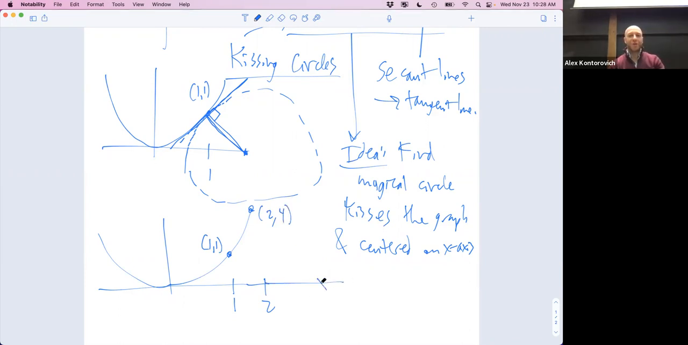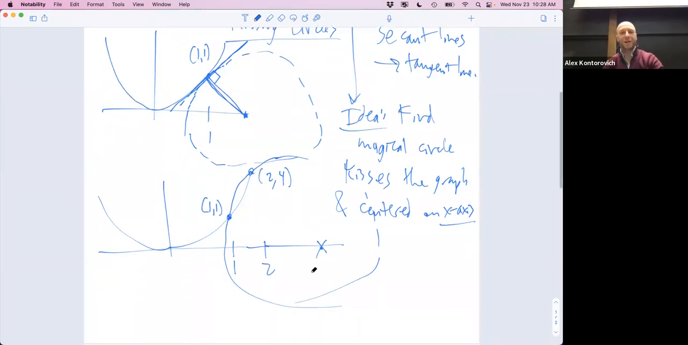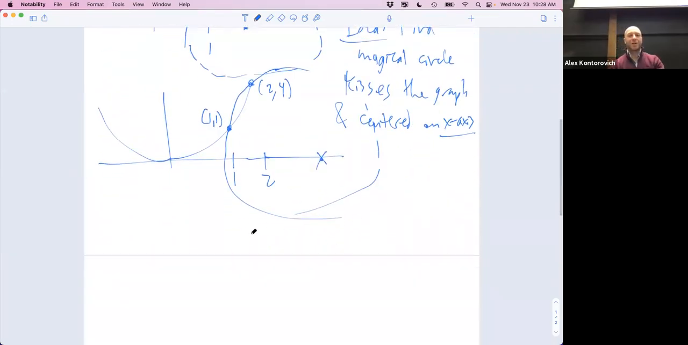So what is a circle? Can you figure out the equation of a circle? In other words, find me some center here so that there's a circle through these 2 points centered on the x-axis. How would you do such a thing? So let's say that circle has some equation like (x minus a) squared plus (y minus b) squared is equal to r squared, right? That's the equation of a general circle. So far, so good. What does it mean that it's centered on the x-axis?